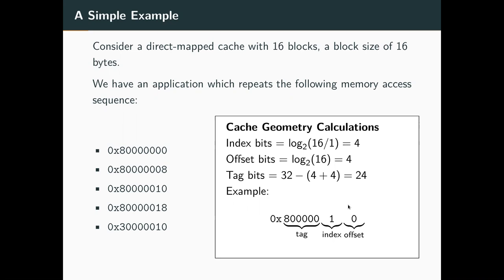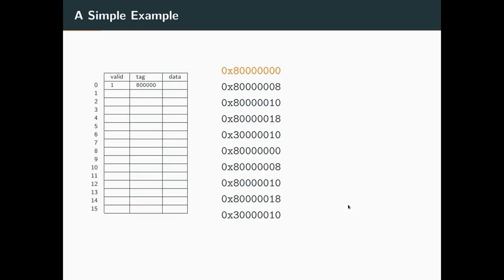0x is just saying that this is hexadecimal. So this one's a hit. We have 0 in the index, and then we also do the tag check. The tag is the same. It's 800,000, except in hex. All right, so it's a hit on this set. So now we go on to this next one.